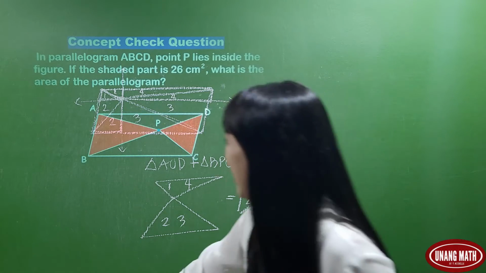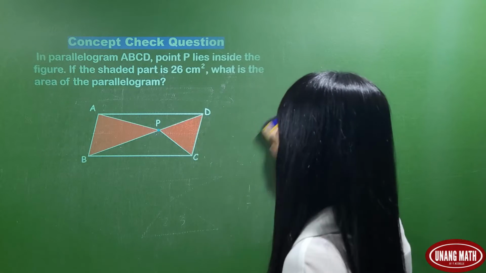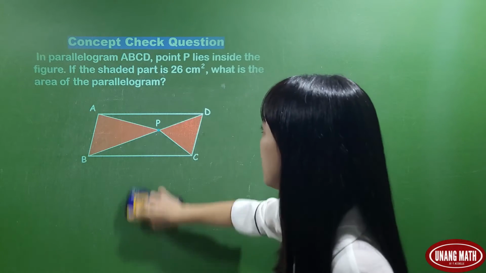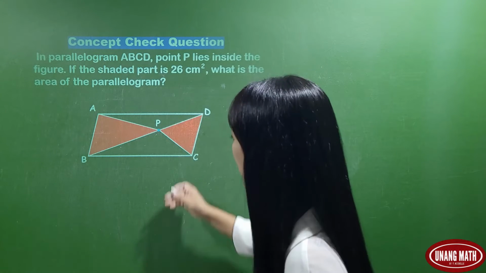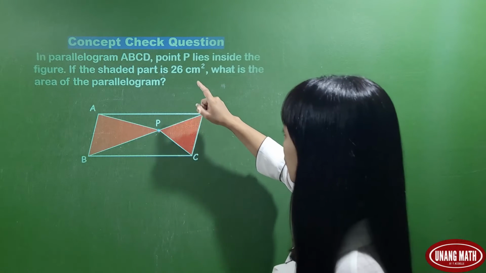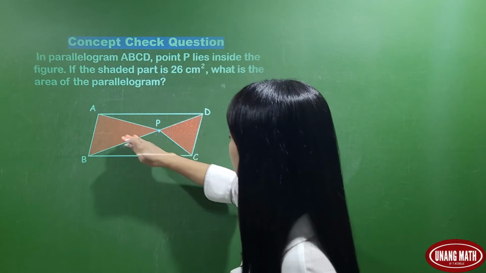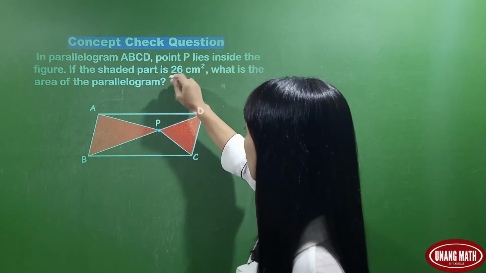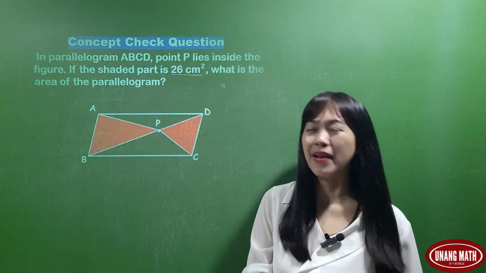Okay, let's have another example by answering this concept check question. In parallelogram ABCD, point P lies inside the figure. So this is point P. If the shaded part is 26 square centimeters, meaning this red part and this red part, or this shaded part, is 26 square centimeters, then what is the area of the parallelogram?